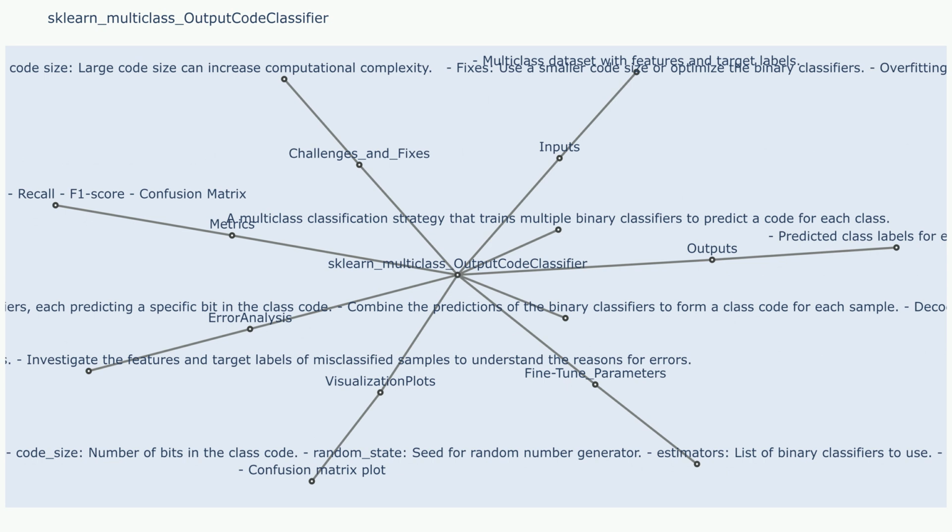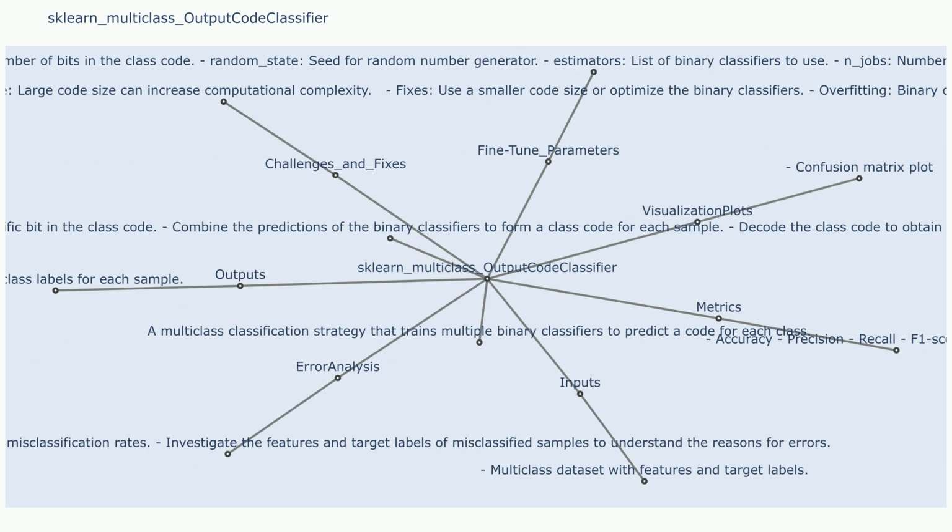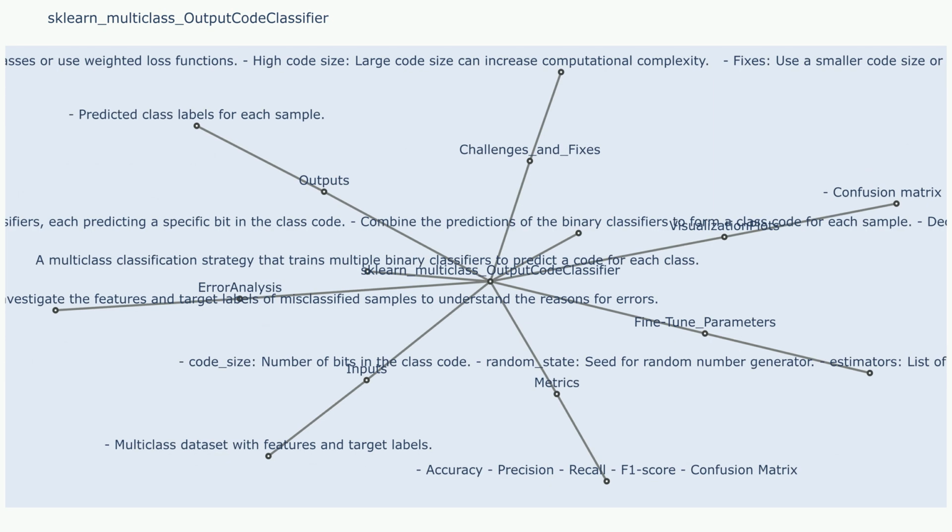For example, if there are 3 classes, the code for class 1 would be 1, 0, 0. The code for class 2 would be 0, 1, 0. And the code for class 3 would be 0, 0, 1. The classifier then trains a binary classifier for each bit in the code and predicts the class by taking the code with the highest score.